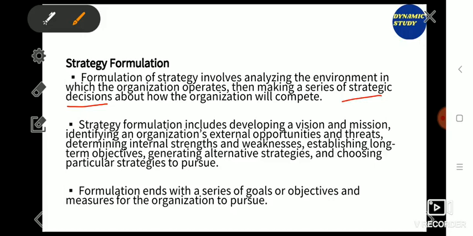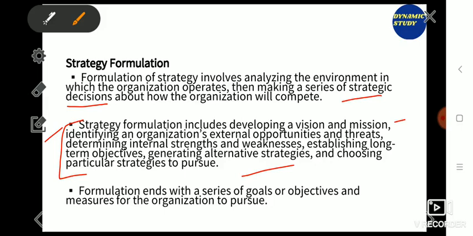Strategy formulation includes developing a vision and mission, identifying an organization's external opportunities and threats, determining internal strengths and weaknesses, establishing long-term objectives, generating alternative strategies, and choosing a particular strategy to pursue. Developing a vision and mission is very necessary for an organization to attain its long-term objectives.